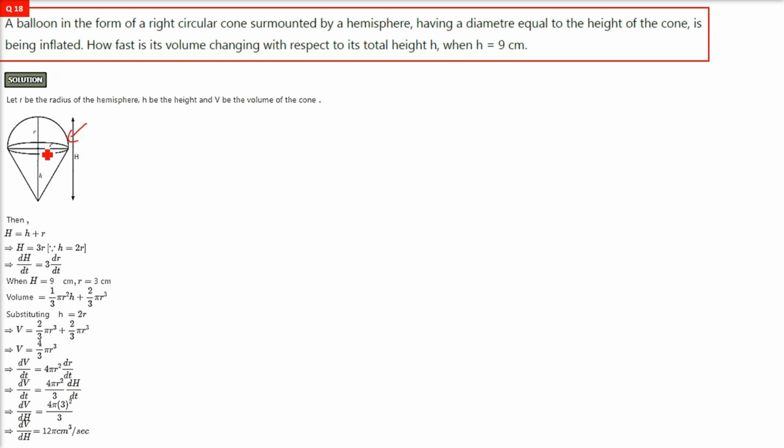So the cone has a base with a diameter equal to the height of the cone. So diameter, that is 2r, is equal to the height of the cone. h is equal to 2r is our relationship, the first thing which we need to know. So when H is 9 centimeter, how fast is the volume changing with respect to its total height?